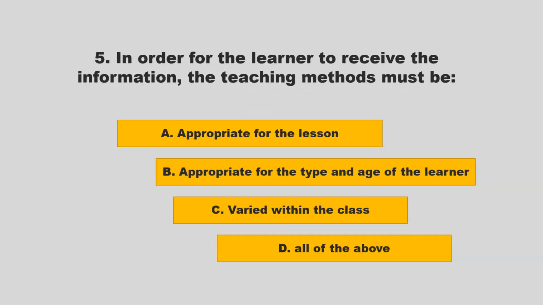In order for the learner to receive the information, the teaching methods must be appropriate for the lesson, appropriate for the type and age of the learner, varied within the class, all of the above. If you chose D, all of the above, you are correct.